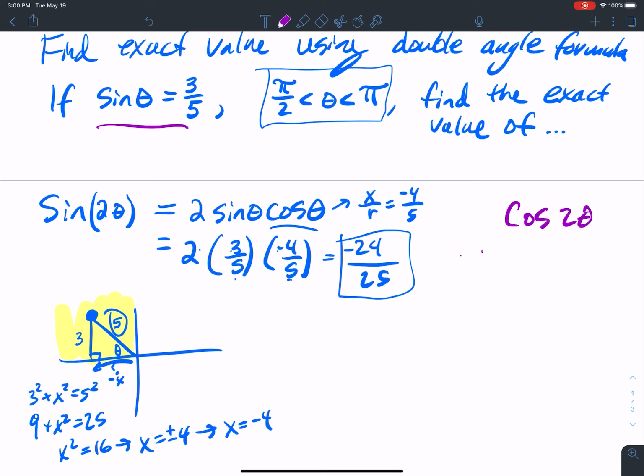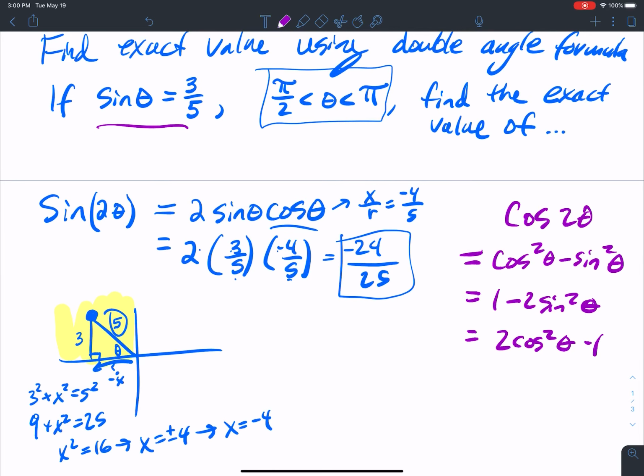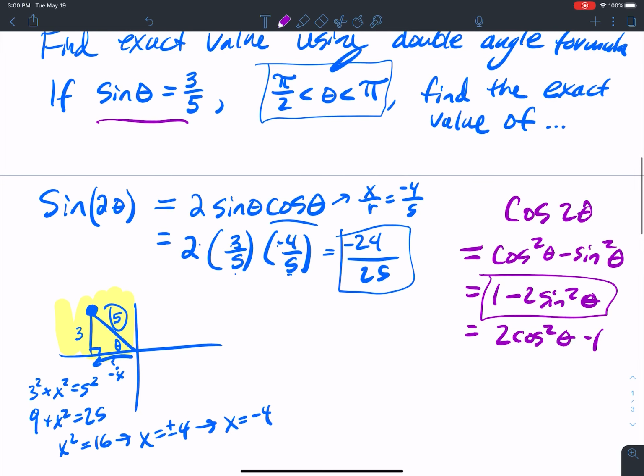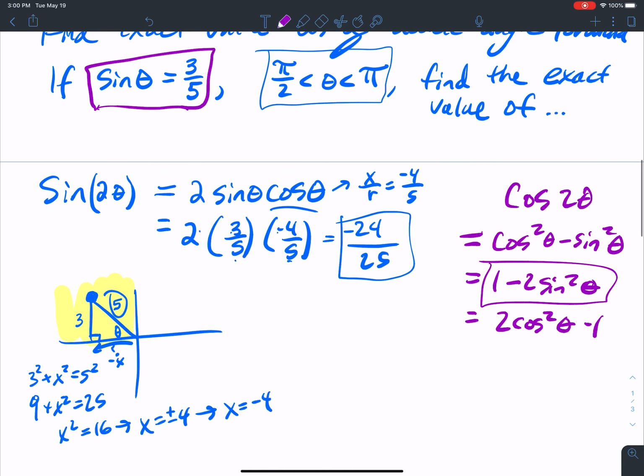I can either use cosine squared theta minus sine squared theta, which is easy. I mean, I already know what sine and cosine are because I've done the work from the first part. Or I can use 1 minus 2 sine squared theta, or I can use 2 cosine squared theta minus 1. I think I'm going to just use this one, because I already know that sine theta equals 3/5.